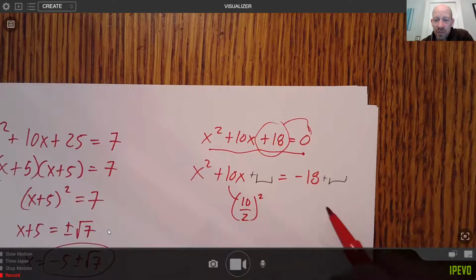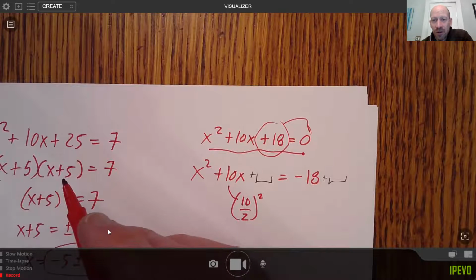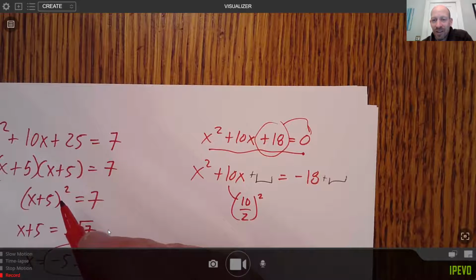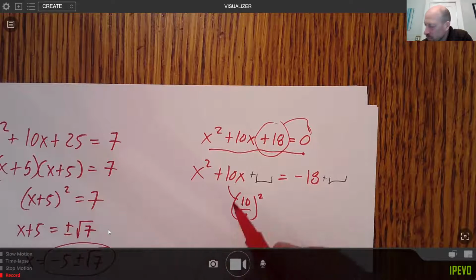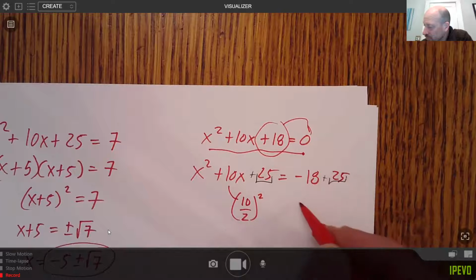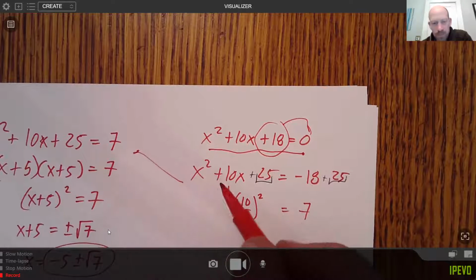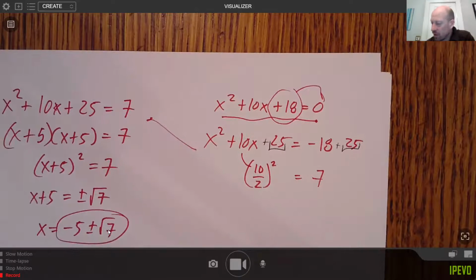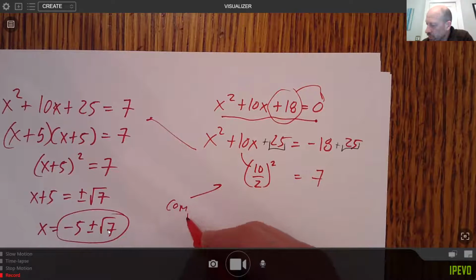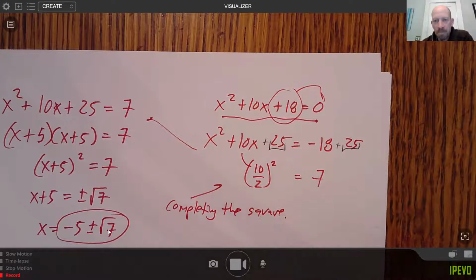That pattern is going to create a perfect square trinomial, one that factors perfectly as this x plus 5 squared. So 10 over 2 is 5, 5 squared is 25. I would add 25 to both sides. And that is going to put me right back into this problem. This process here is called completing the square. It's completing the sort of missing part that makes this a perfect square.